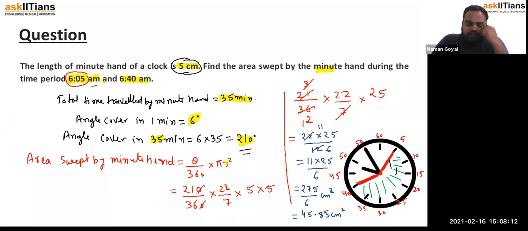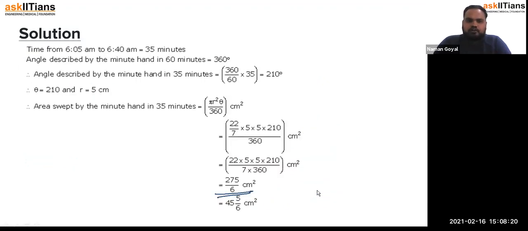And we know that the area of that sector is theta upon 360 into pi r square. So by solving this formula, we got this answer. Got it? Got it now.